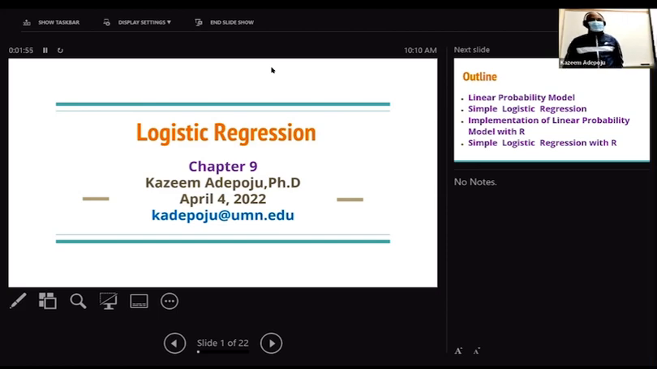Today we are actually going to start chapter 9, which is the last unit in the semester. This is called Logistic Regression. Today, before I get started with this topic, I think I'm going to have a recap on what we've been doing before.